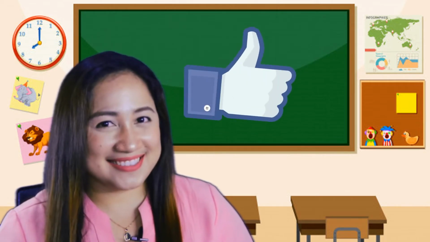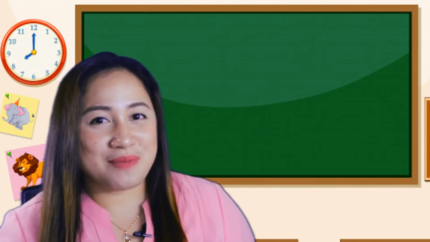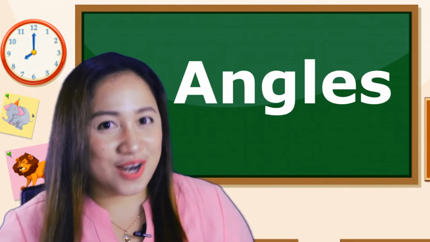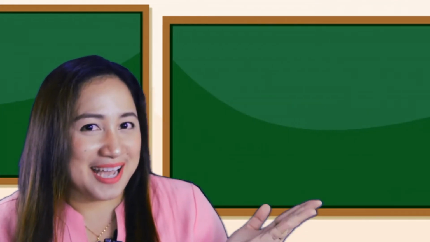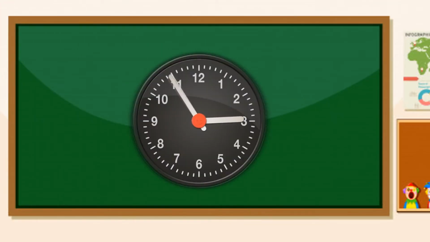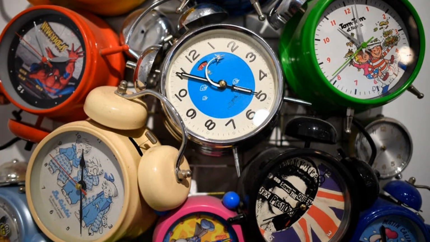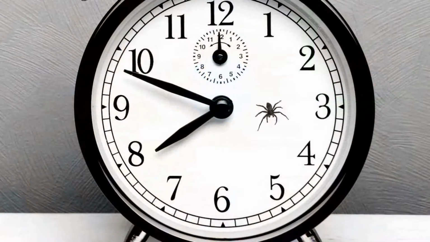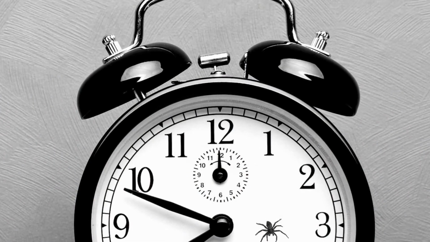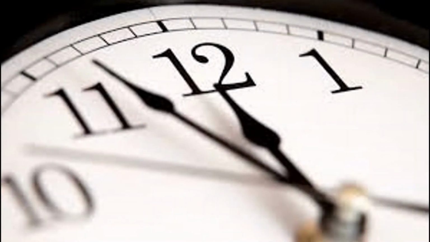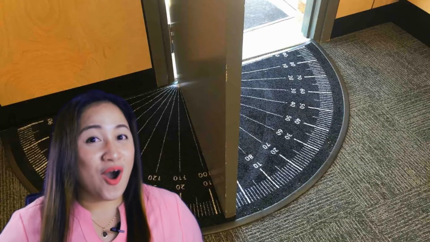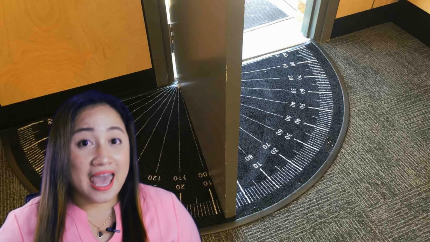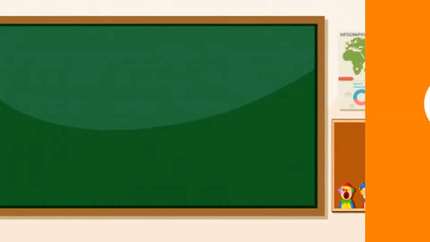Then let's start. Just like other mathematical concepts, angles are a big part of our lives. One example is when telling time. For analog watches and clocks, we tell time by looking at the placement of the short hand to tell the hour and the longer hand to tell the number of minutes. Opening the door widely or slightly also involves angles, and so much more.